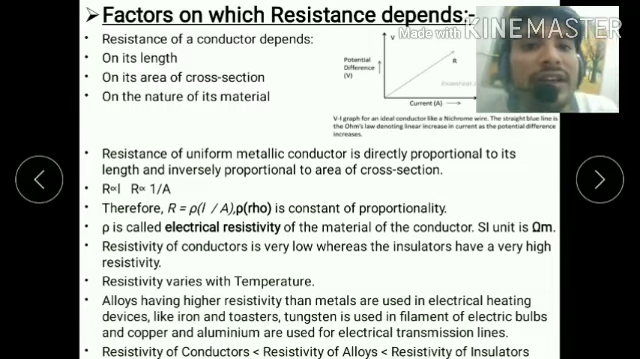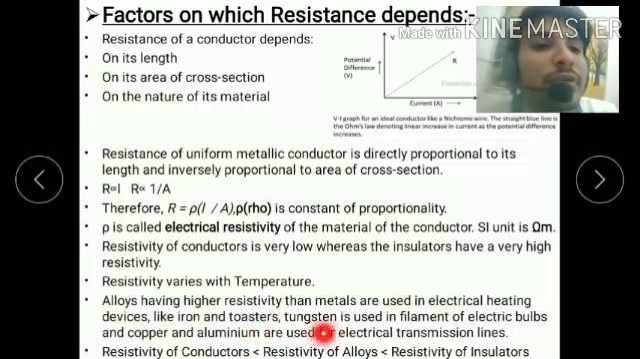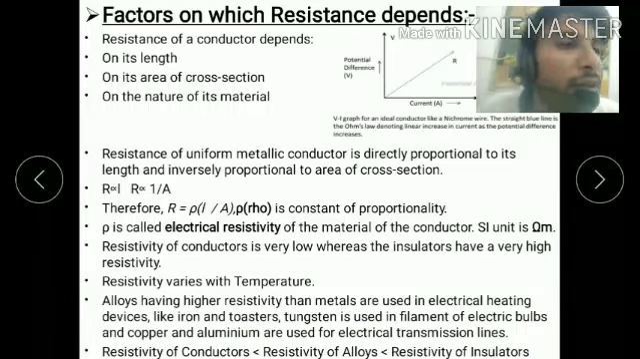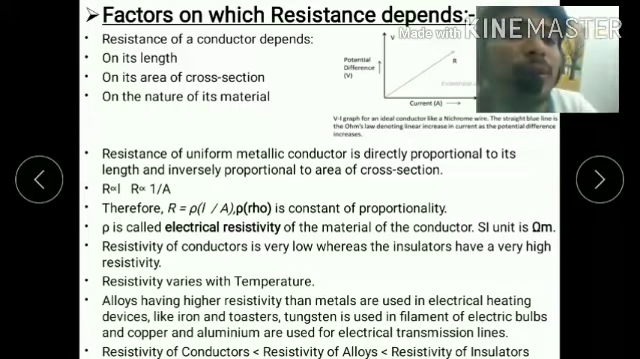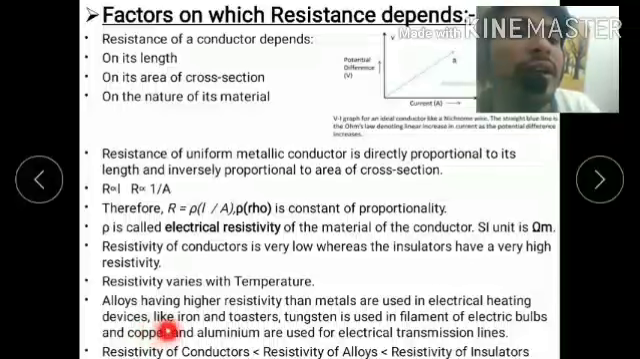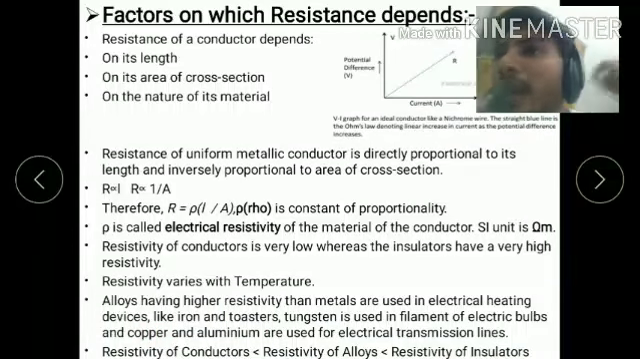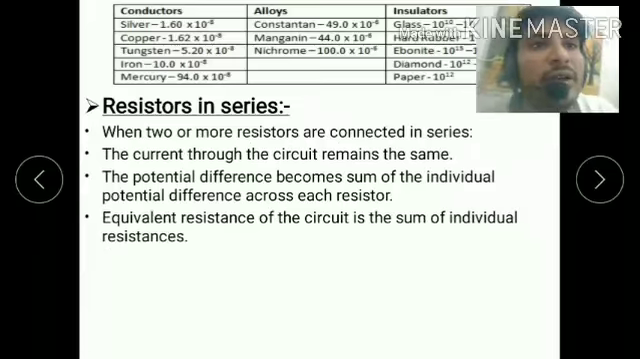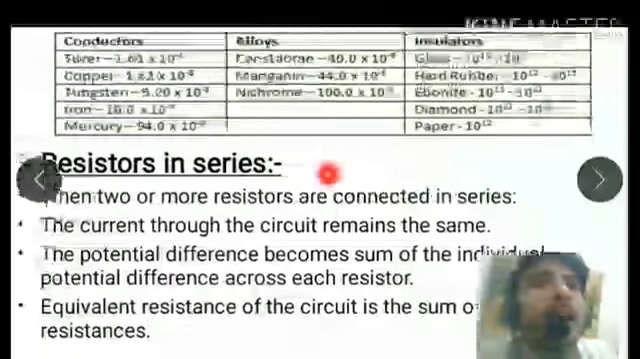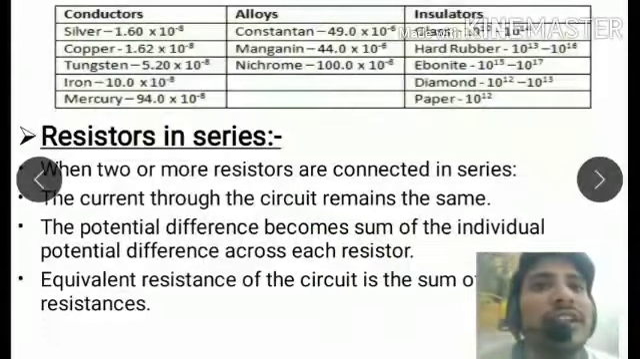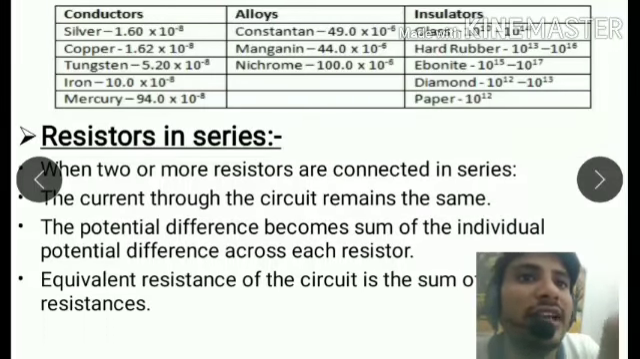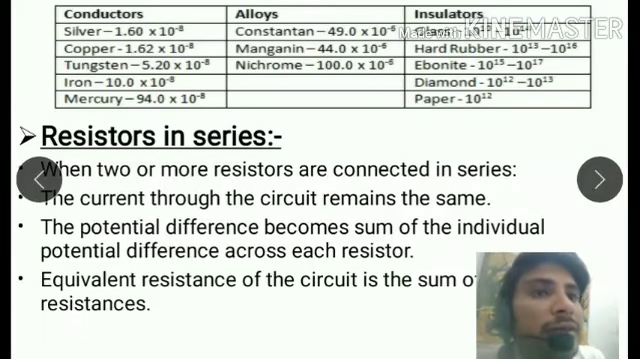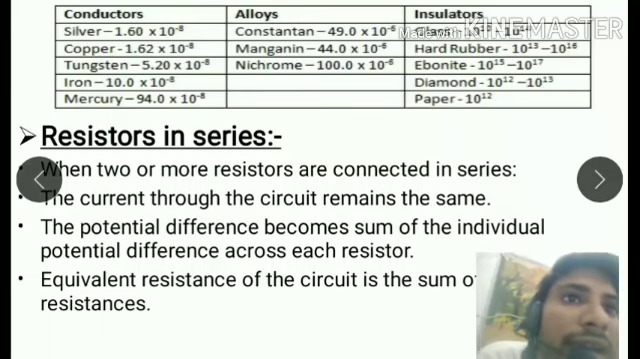Okay, you can say the resistivity of a conductor is less than the resistivity of an alloy and the resistivity of an insulator. Resistivity of a conductor is low, resistivity of an insulator is very high, and the alloy is in between. This is the most important thing you have to understand very well. Now these are some conductors, alloys and insulator compounds that show the resistivity. Silver is a conductor and its resistivity is 1.6 into 10 to the power minus 8. Then copper, then tungsten, then iron, then mercury. For example, alloys: manganese and nichrome.